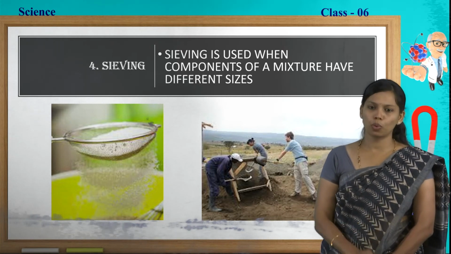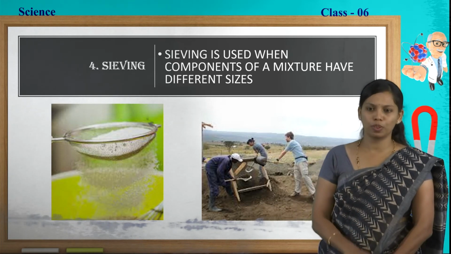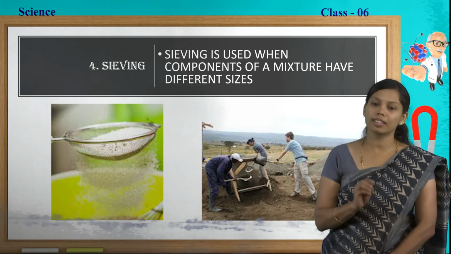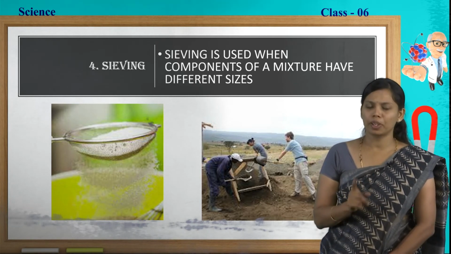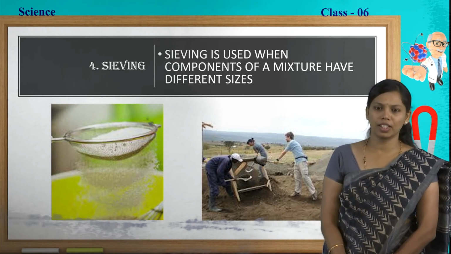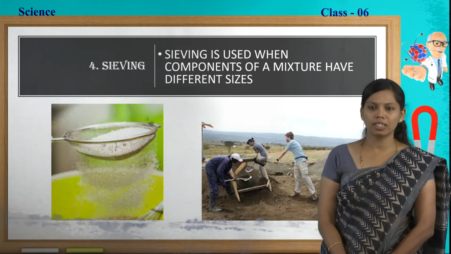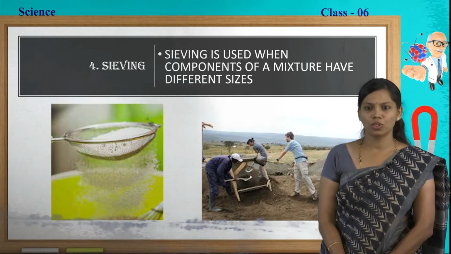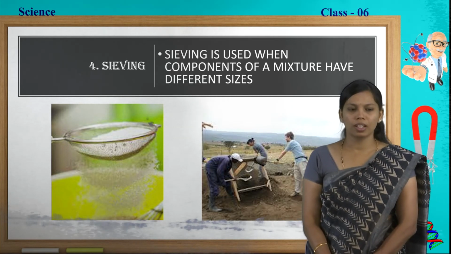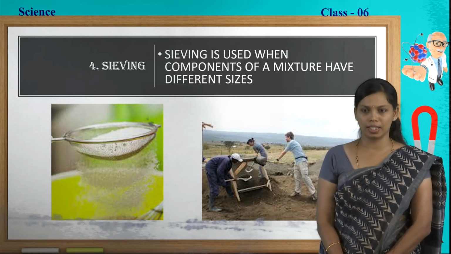Now we will take another example. We will take the mixture of chalk powder and wheat flour. You know that both are of almost the same color and the same size. Can you separate this using the sieving process? You try this at home. It is not possible, because both the components are of the same size, so you can't separate them. Sieving is used when components of a mixture have different sizes.